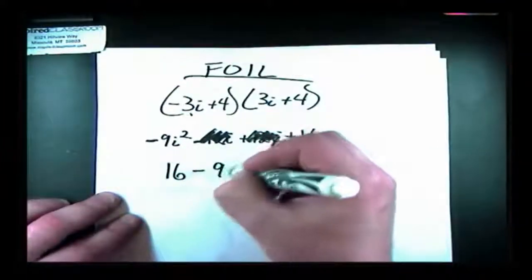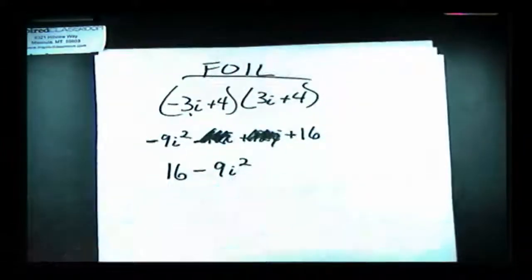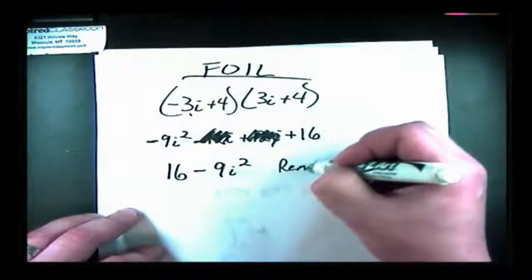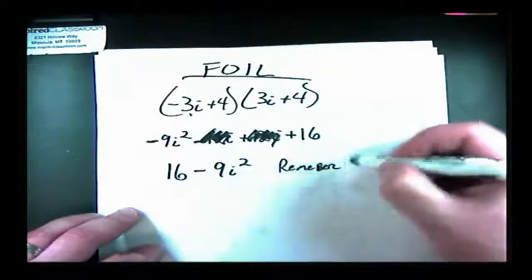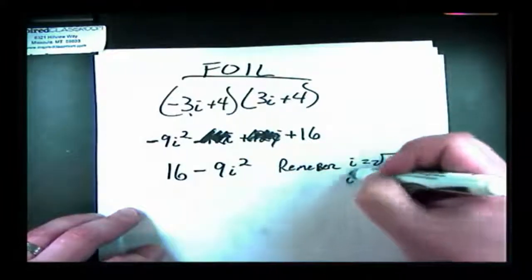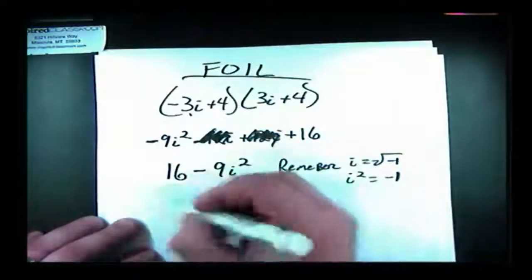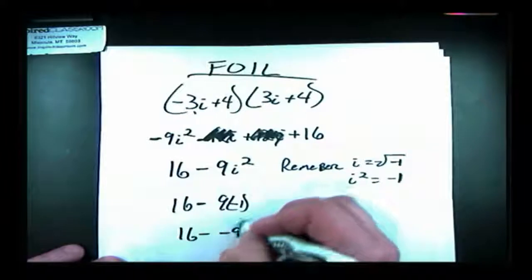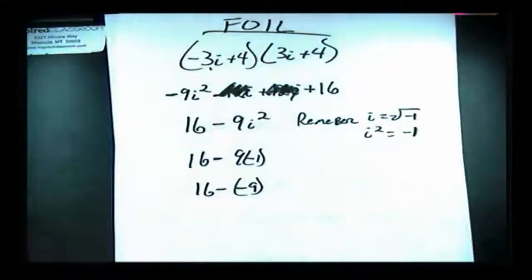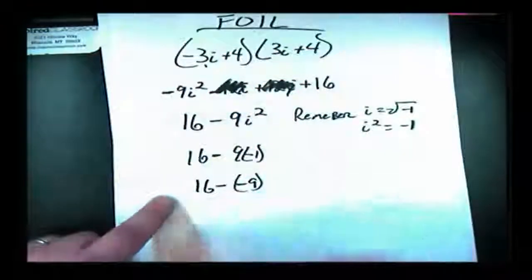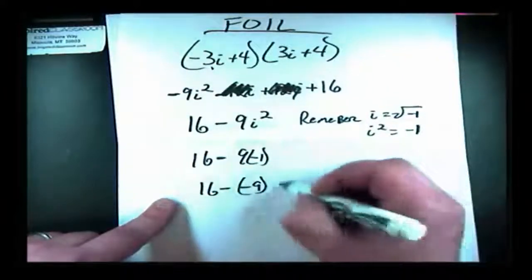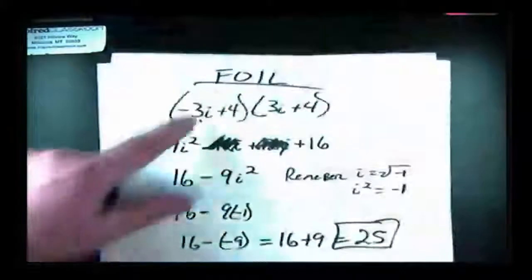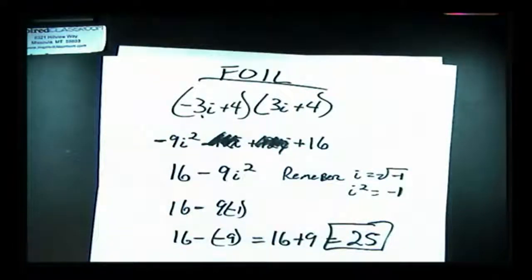And now I am left with 16 basically minus 9i squared. And if you remember, i squared is equal to negative 1. So remember that i equals the square root of negative 1, so i squared is equal to negative 1. So I'll substitute that in. I have 16 minus 9 times negative 1. 9 times negative 1 is negative 9, so this is 16 minus negative 9. When I'm subtracting a negative, I need to know how to deal with this situation. So that's equal to 16 plus 9. 16 plus 9 equals 25. So negative 3i plus 4 times 3i plus 4 is a positive 25.